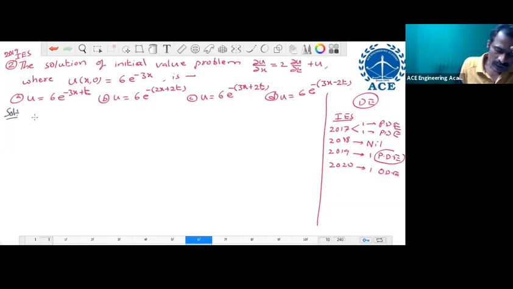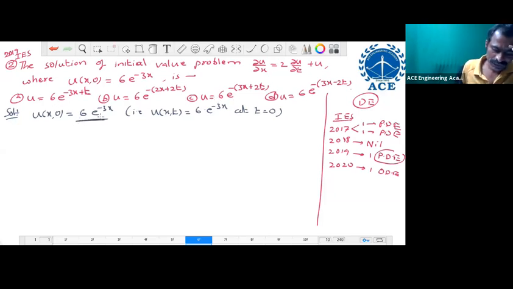Okay, right. Now the given condition is u(x, 0) = 6e^(-3x). In the given differential equation, 2 independent variables are present, x and t only. So u(x, t) = 6e^(-3x) at t equal to 0. This is the condition. Our condition is u(x, t) at t equal to 0 only. So in every option, we substitute t equal to 0 and check whether any one option gives this function or not.